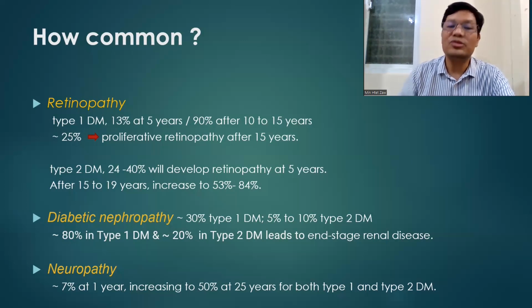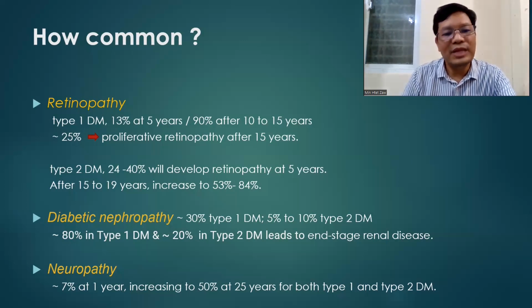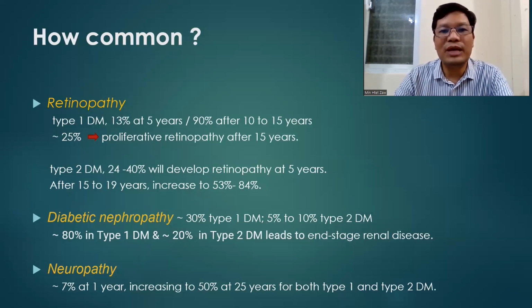Diabetic nephropathy is also common, about 30% in type 1 diabetes and 5 to 10% in type 2 diabetes. And 80% of type 1 diabetes and 20% of type 2 diabetes will lead to end-stage renal diseases eventually. And regarding neuropathy, although it is seen around 7% at 1 year after diagnosis, this can rise to 50% at 25 years after diagnosis for both type 1 and type 2 diabetes.